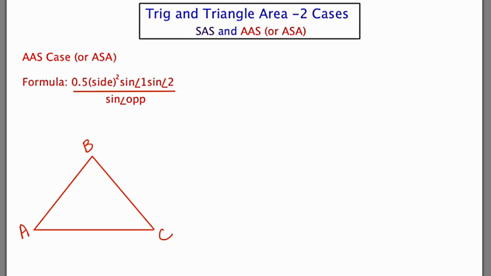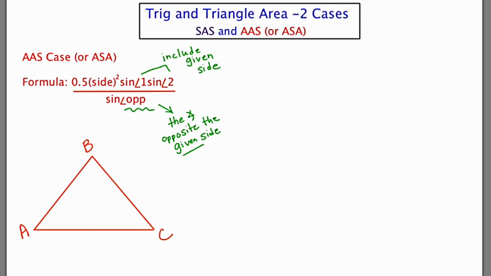It's 0.5 or 1/2 times the given side squared times sine of angle 1 times sine of angle 2 all over the sine of the opposite angle. Now, let me just clarify by saying angle 1 and angle 2 are going to be the two angles that include the given side. So these two angles here include the given side. And down below in the denominator, when I say opposite, I'm referring to the angle that's opposite the given side.